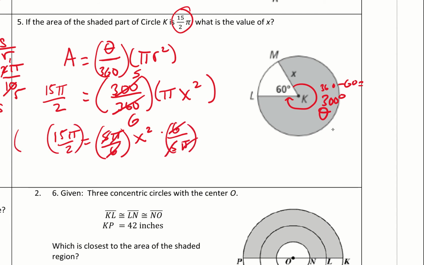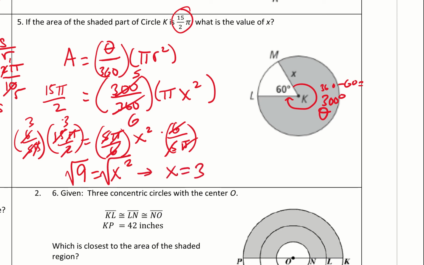Do that here as well. So now we got the pi's cancel. 15 divided by 5 is 3, and then 6 divided by 2 is 3. 3 times 3 is 9. So we're left with 9 is equal to x squared. Take the square root of both sides, and therefore x has to be 3. So there you go. We got the value of the radius.